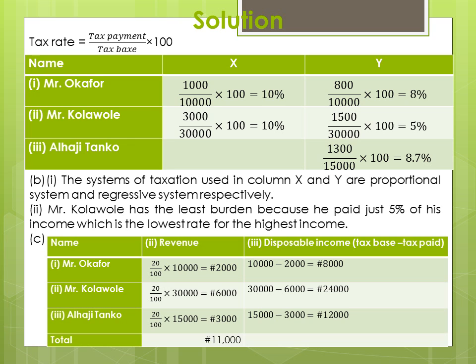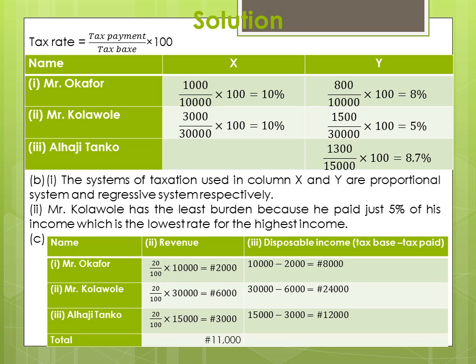For Alhaji Tanko under column Y, he paid 1,300 as tax and his income or tax base is 15,000 naira, multiplied by 100, that gives us 8.7%. Secondly, the second question says identify the system of taxation. The system of taxation used in column X and Y are proportional system and regressive system respectively.